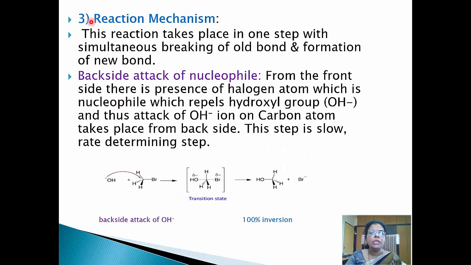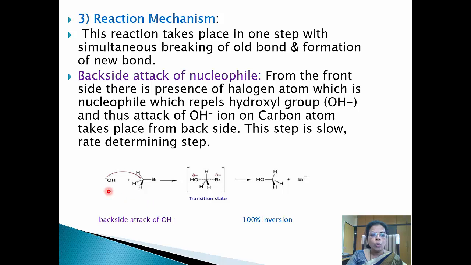Now we are going to see the reaction mechanism of this SN2 reaction. This reaction takes place in one step, that is, this is a one step reaction with the simultaneous breaking of the old bond and formation of the new bond. The reaction mechanism is given below. Look here, this is the three-dimensional structure of CH3Br, methyl bromide. Now this Br is present on the front side of methyl bromide.